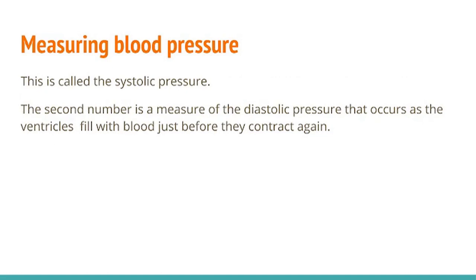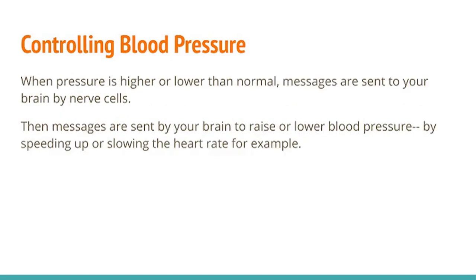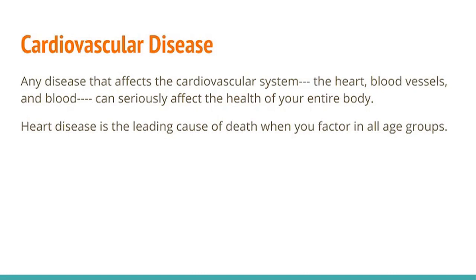120/80. Blood pressure is measured in large arteries and is expressed by two numbers, such as 120/80. The first number is the measure of pressure caused when the ventricle contracts and the blood is pushed out of the heart. This number is called systolic and is 120. The second number is the diastolic pressure that occurs as the ventricles fill with blood just before they contract again. Remember, this number should be around 80.